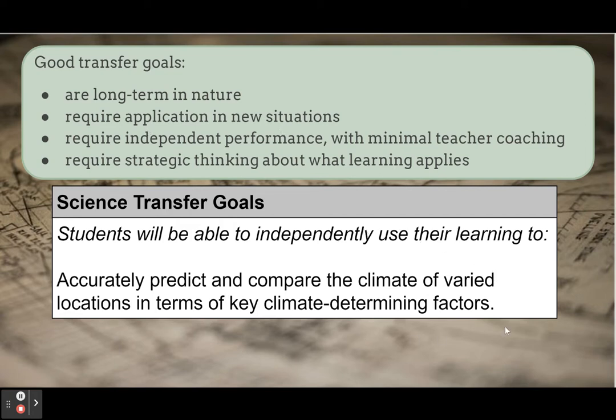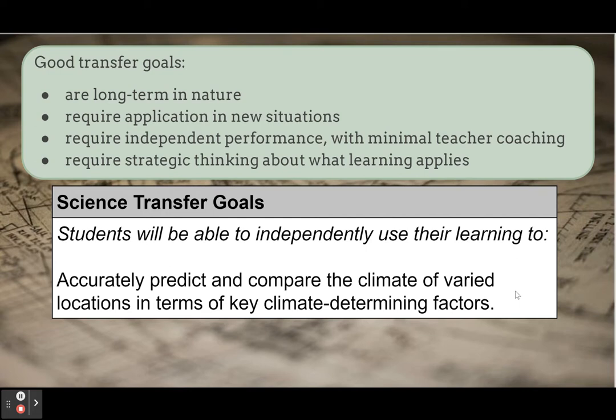We'd have to look at their performance task, but there are a lot of different climates that students might learn about in the course of the unit. And so they might be provided with a new situation, a new location, where they have to apply what they've learned to show that they can transfer it.